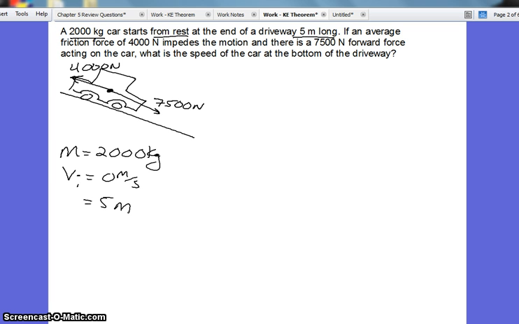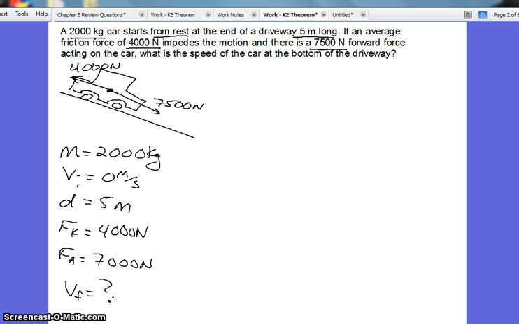Now, I have a few different ways of labeling this 5 meters, but when we're discussing work, it uses the letter D for the distance, so we'll use the letter D. This frictional force is 4,000 newtons, and we have the applied force, the forward force, of 7,500 newtons. And we want to find out what is the final speed of that car.